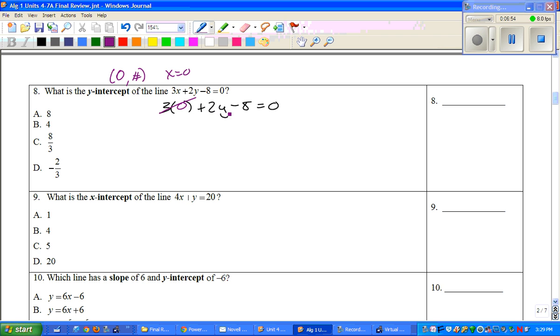Those cancel out, and you're left with 2y minus 8 equals 0. Add the 8 to both sides. We get 2y equals 8. To solve for y, we divide by 2. Y equals 4. Okay, now if they wanted the point real quick, the point would be (0, 4), because x is 0. But for here, they just wanted y.